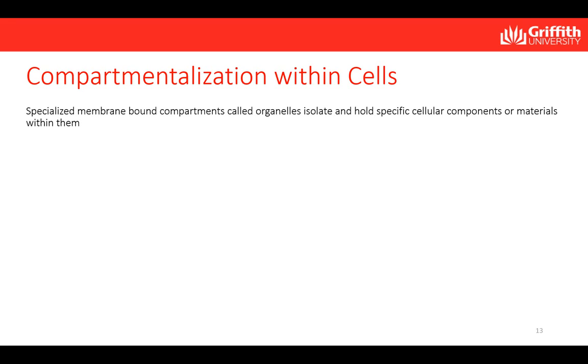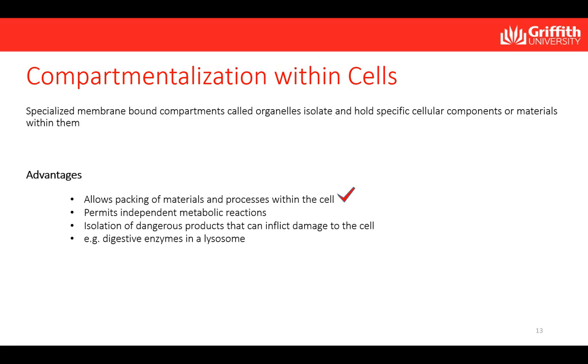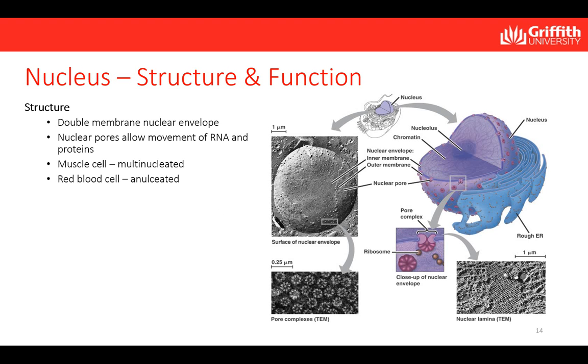The inside of a eukaryotic cell is divided into membrane-bound compartments called organelles that isolate and hold specialized cellular components and materials within them. Hence, the compartmentalization of these organelles has several advantages, as it allows packing of materials within the cell, permits independent metabolic reactions, and isolates dangerous products that can damage or destroy the cell, for example, the digestive enzymes contained within a lysosome. Now let's learn about the organelles within these compartments.